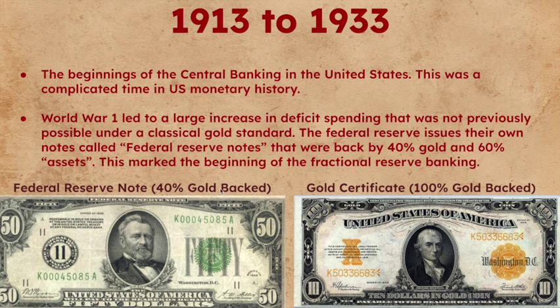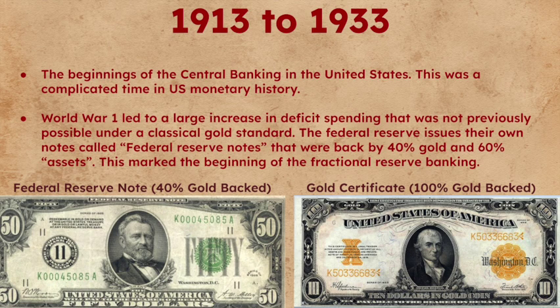And so then in 1913, another war comes around. And so this was the beginnings of central banking in the United States. And so this was a very complicated time in U.S. monetary history, so just stick with me now. So World War I led to a large increase in deficit spending that was just previously not possible under a gold standard, right? Because if you're issuing currency and it has to be backed by the gold in the bank, you're not going to be able to print a whole lot of currency.